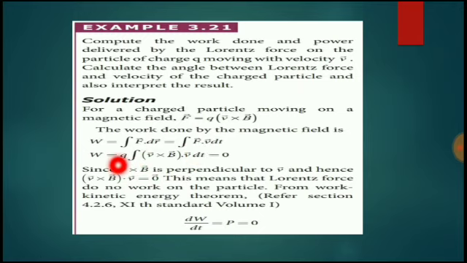So if you are taking q outside, v·B remains, and v·B dt is equal to 0, since the velocity and magnetic field are perpendicular, that will be 0. That means the Lorentz force does not do work on the particle, because from the work-kinetic energy theorem, the power delivered to the particle will be 0. Because W is equal to 0, power P is equal to 0, because power is nothing but work done by time, dW divided by dt. If W is 0, the power will be 0.